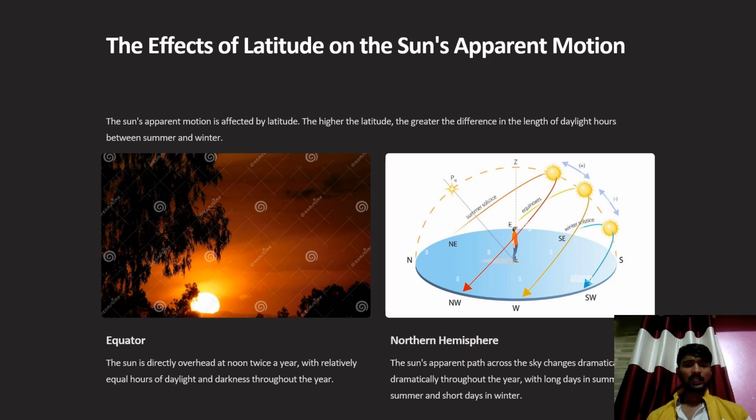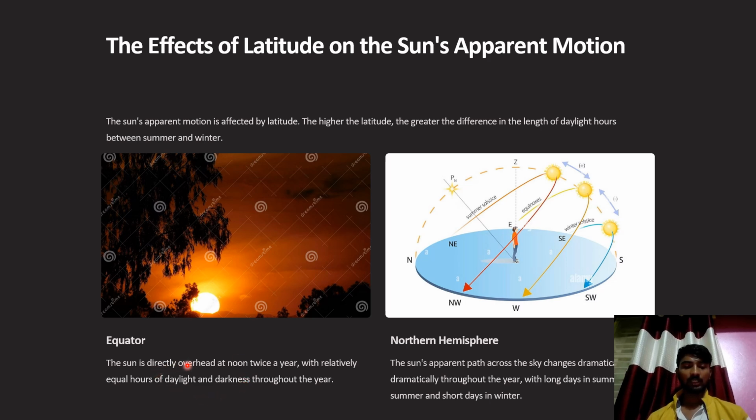Now, what are the effects of latitude on the sun's apparent motion? When the sun's apparent motion is affected by latitude, the higher the latitude, the greater the difference in the length of the daylight hours between summer and winter.